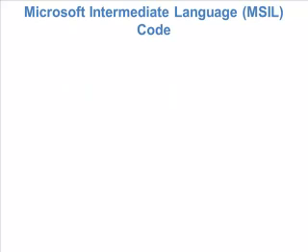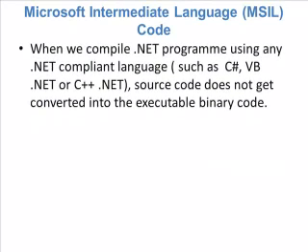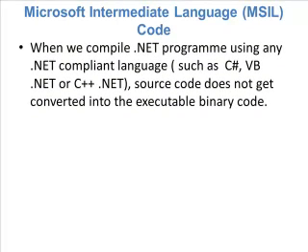Microsoft Intermediate Language code (MSIL). When we compile our .NET program using any .NET language such as C#, VB.NET or C++.NET, our source code does not get converted into executable binary code, but into an intermediate code known as MSIL, which is interpreted by the Common Language Runtime.